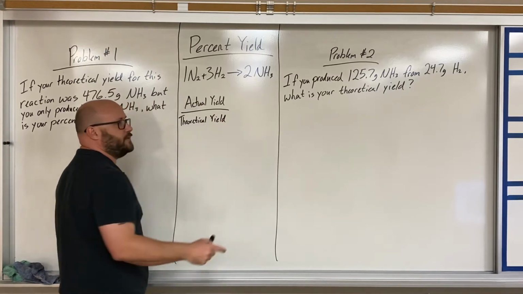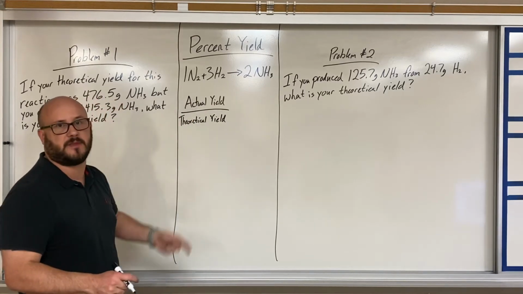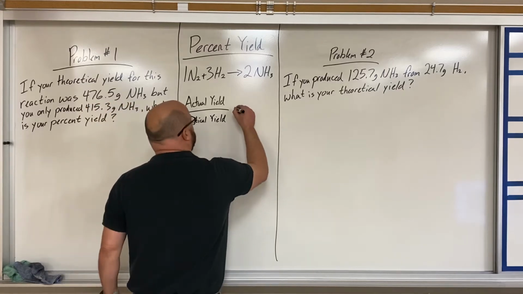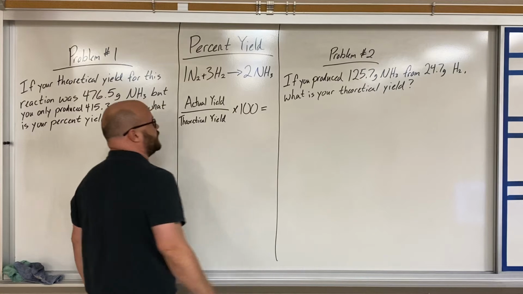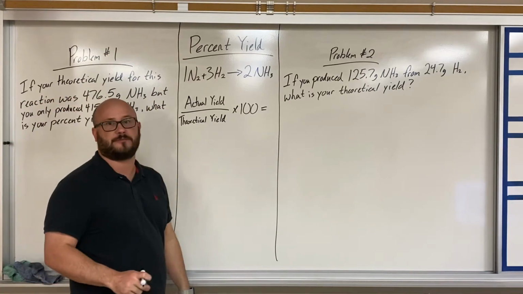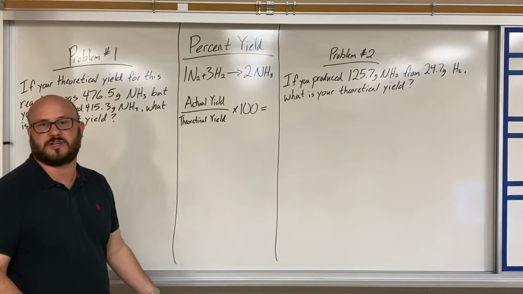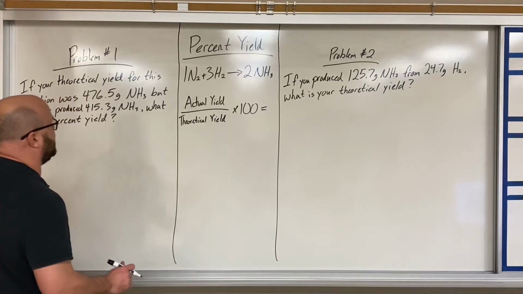The theoretical yield is how much you should have come up with based on the math or based on the stoichiometry. And then, just like any other percentage, you're going to multiply that by 100, and that's going to give you your percent yield. Let's look at a basic question that might show up about theoretical yields and percent yields.